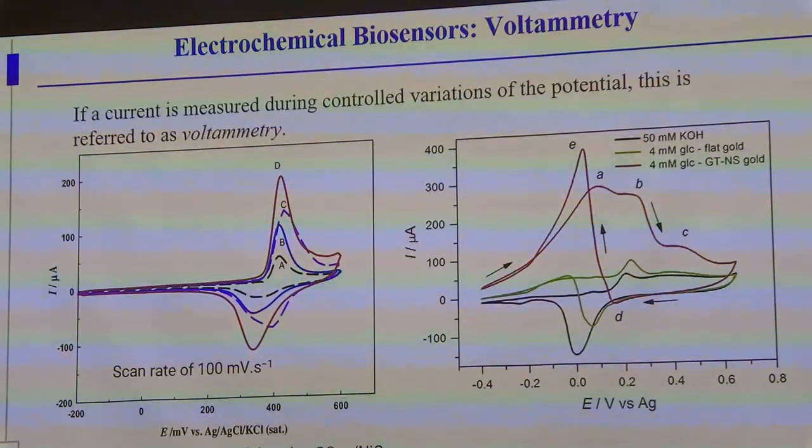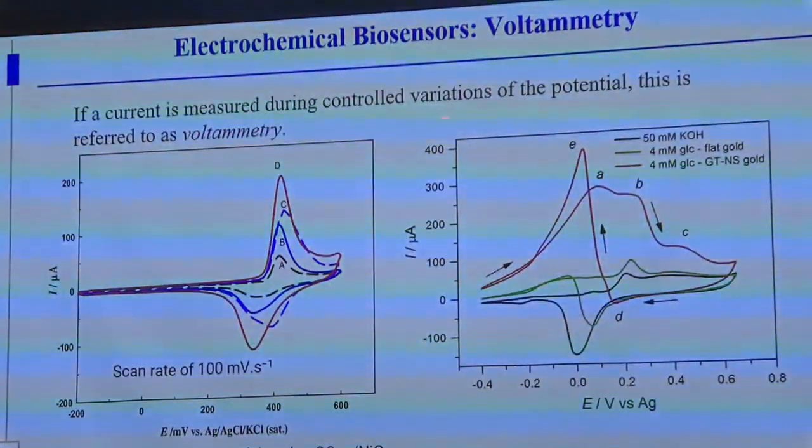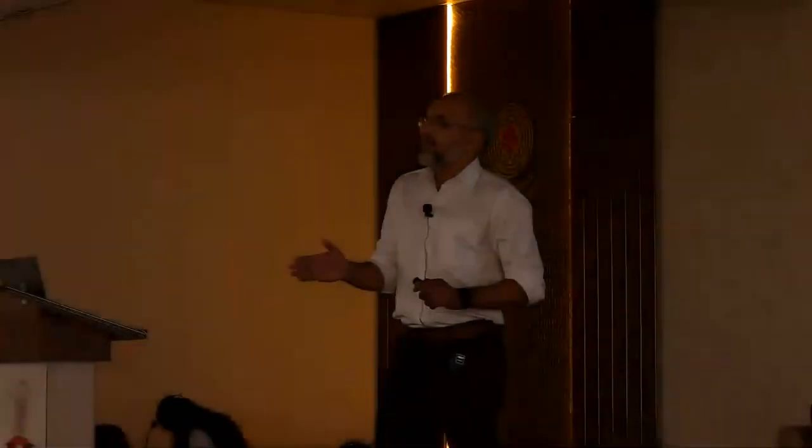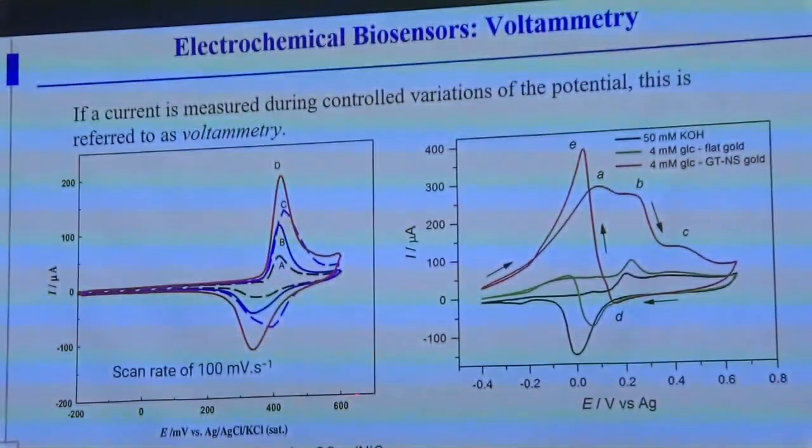What about voltammetry? There is a very tiny difference between amperometry and voltammetry. In voltammetry, you measure the current during controlled variation of the potential. Simply, you are changing the potential in a controlled way and recording the current. For example here, you sweep the potential and record the current.